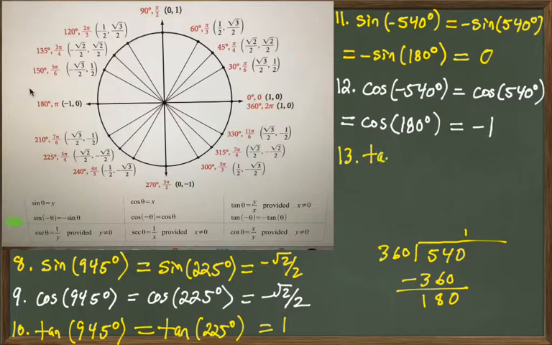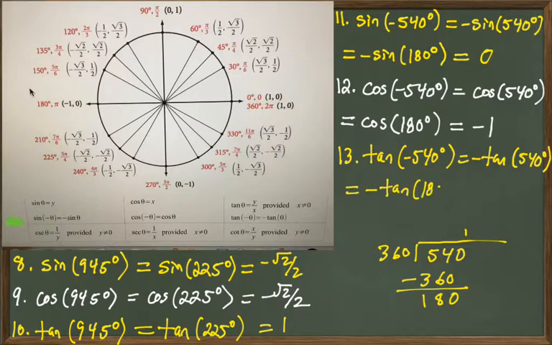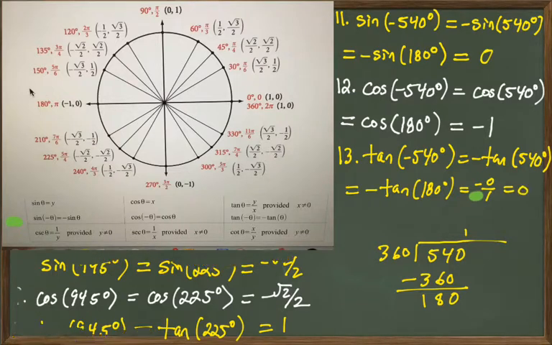And finally, the tangent of negative 540 degrees. We can slide that negative out and make that negative tangent of 540 degrees, because the tangent is an odd function. And that's going to be negative tangent of 180 degrees, which is going to be negative 0 over, it should be -1 actually. And that is 0. Okay?